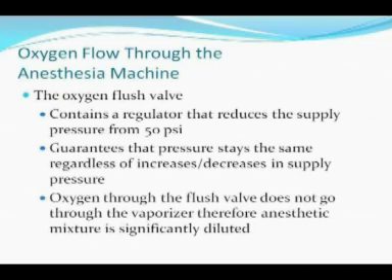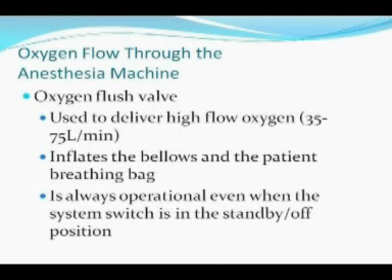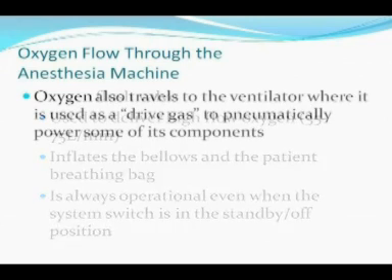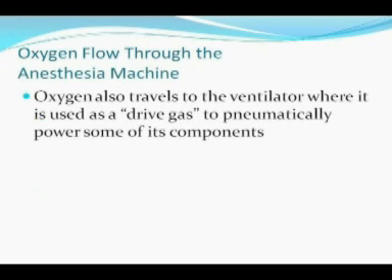The oxygen flush button is also used to deliver high-flow oxygen, 35 to 75 liters per minute, and it also inflates the bellows and the patient breathing bag. This button is always operational when oxygen supply is connected to the system, even when the system switch is in the standby or off position. Oxygen also travels to the ventilator where it is used as the drive gas to pneumatically power some of its components.